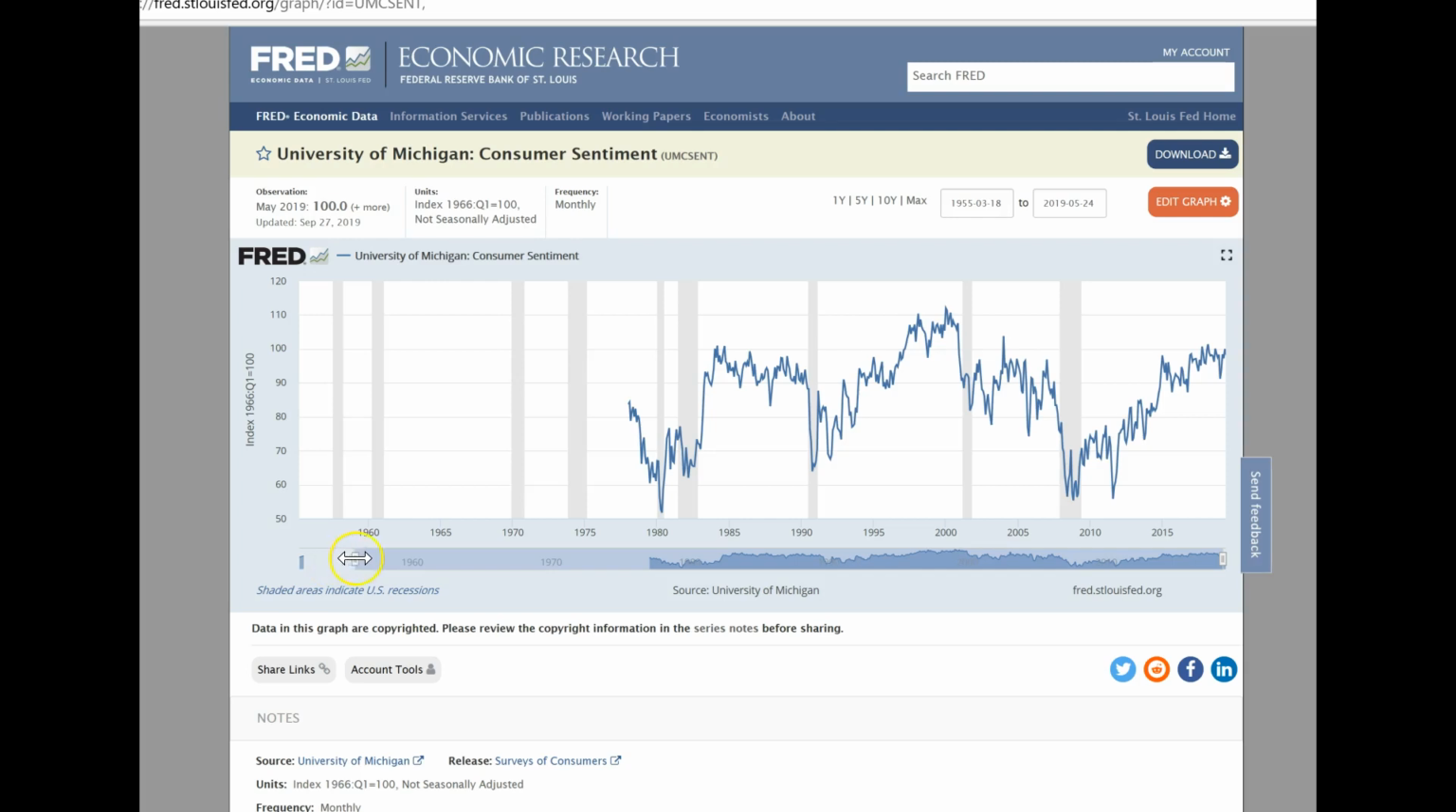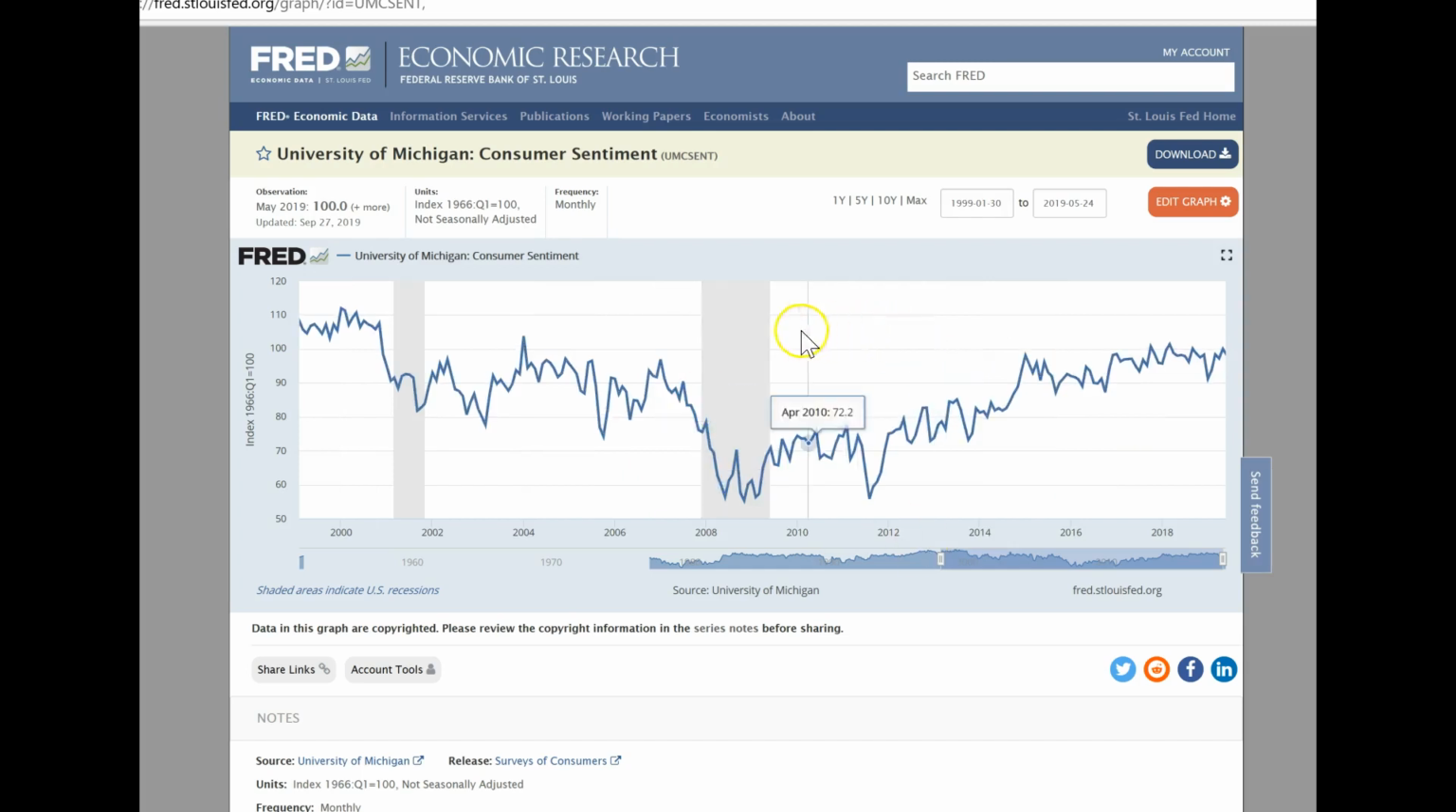Now if I click and hold, I can adjust the dates that it covers, and look at this. Now I could see a little more compact bit of history here, and you can see how this measurement works. When this line is going up, that means consumer sentiment or consumer expectations are increasing, and when the line is going down, that means they're falling.